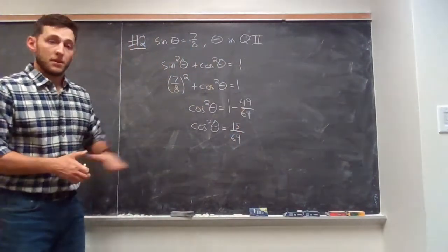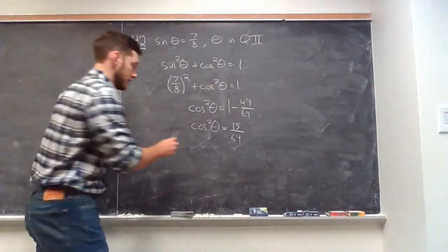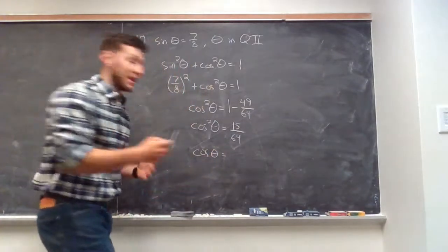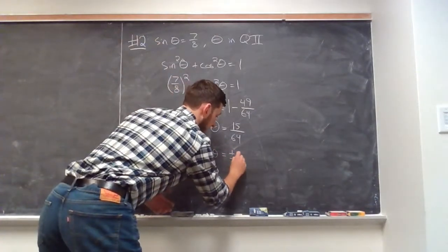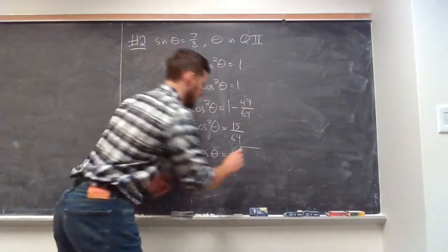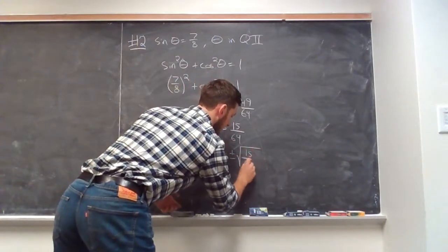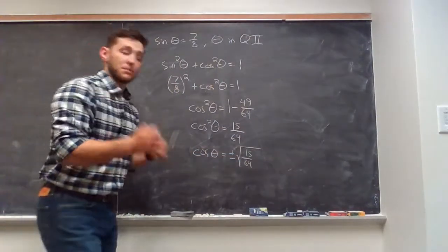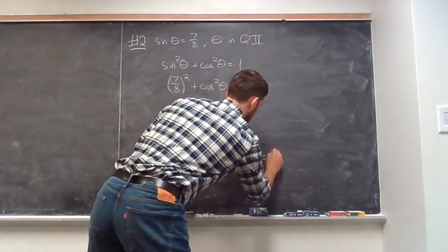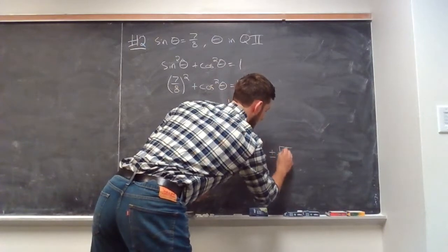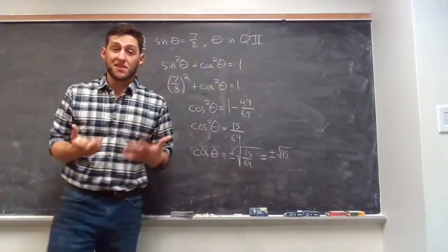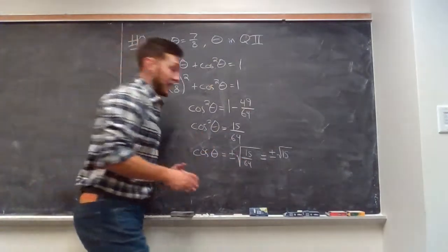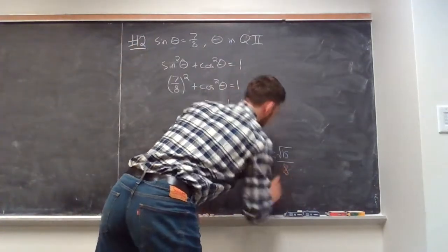So from here, we can square root cosine. When I do that, I get cosine of theta equals plus or minus the square root of 15 over 64. Now remember, when we square root a fraction, that's the same thing as square rooting both the top and bottom. So really what we get is plus or minus the square root of 15, which doesn't really simplify down, divided by the square root of 64, but we know what that is. That's 8.